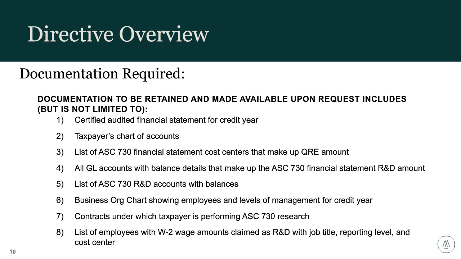So I think the first one is fairly obvious in that because of the requirement of utilizing GAAP on the financial statements, the first one would be just the actual financial statement information to begin with, along with any of the chart of accounts and the accompanying ASC 730 R&D amounts that go along with it. So being able to map that out and showing what is the composition behind that ASC 730 R&D number will be paramount as far as being able to demonstrate what's included in the company's accounts.